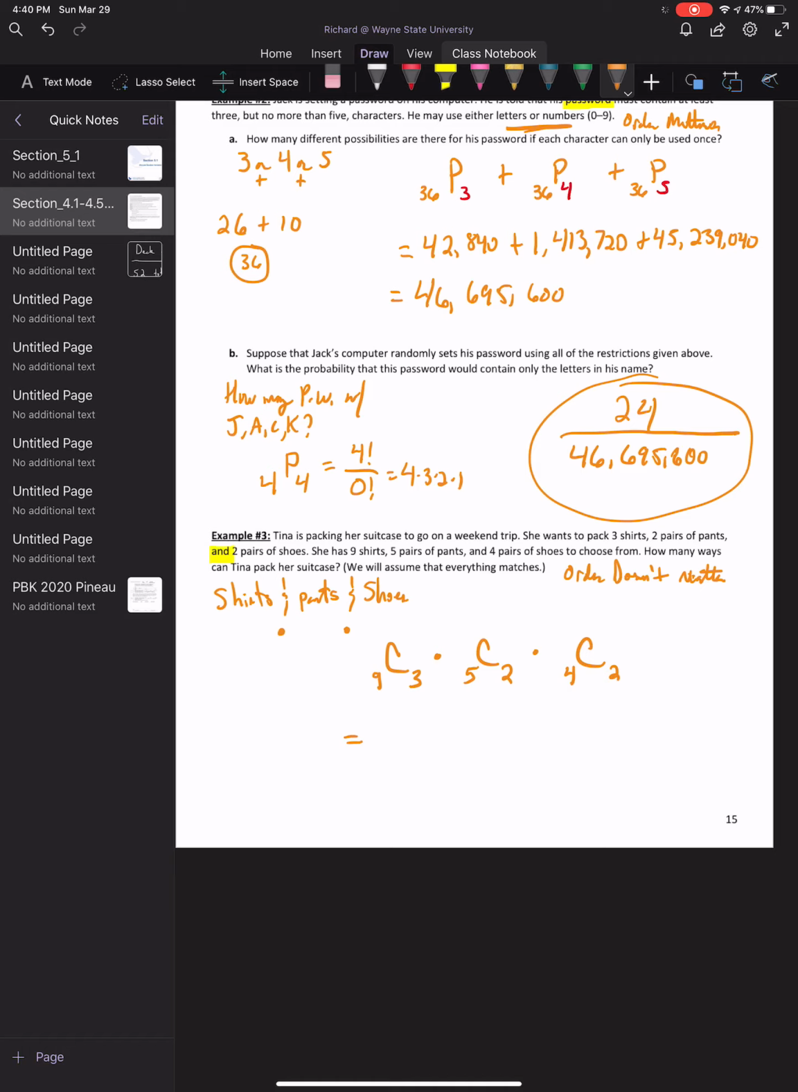So 9C3, that should be 84. Punch that in your calculator. 5C2 is going to be 10, and 4C2 is going to be 6. Multiplying all that together, 5,040 ways that she can pack her suitcase. So good news, guys. Tina's got her suitcase packed, and we're done with Chapter 4.